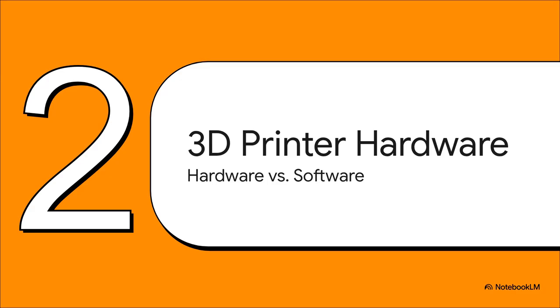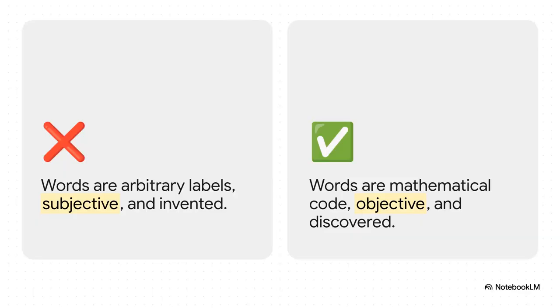Moving on to Section 2, the biomechanical 3D printer, hardware versus software. So let's zoom in on the physical hardware that actually runs this 8-layer code. The text points out a massive bug in our current worldview. For centuries, we've been stuck in the old paradigm, right? Believing that physical objects are objective, and language is just a subjective, made-up tool, like we all just arbitrarily agreed to call a cow a cow.